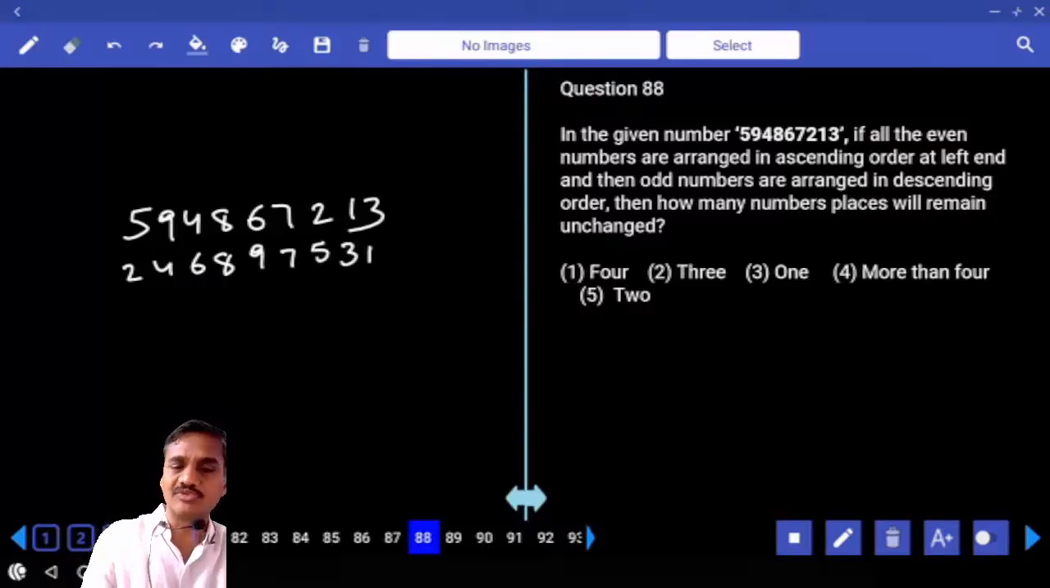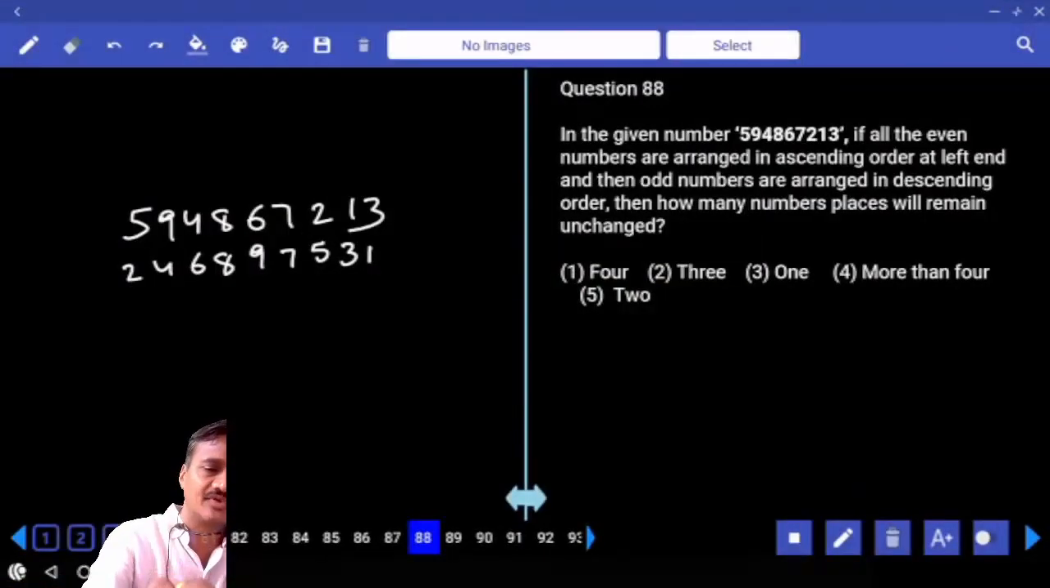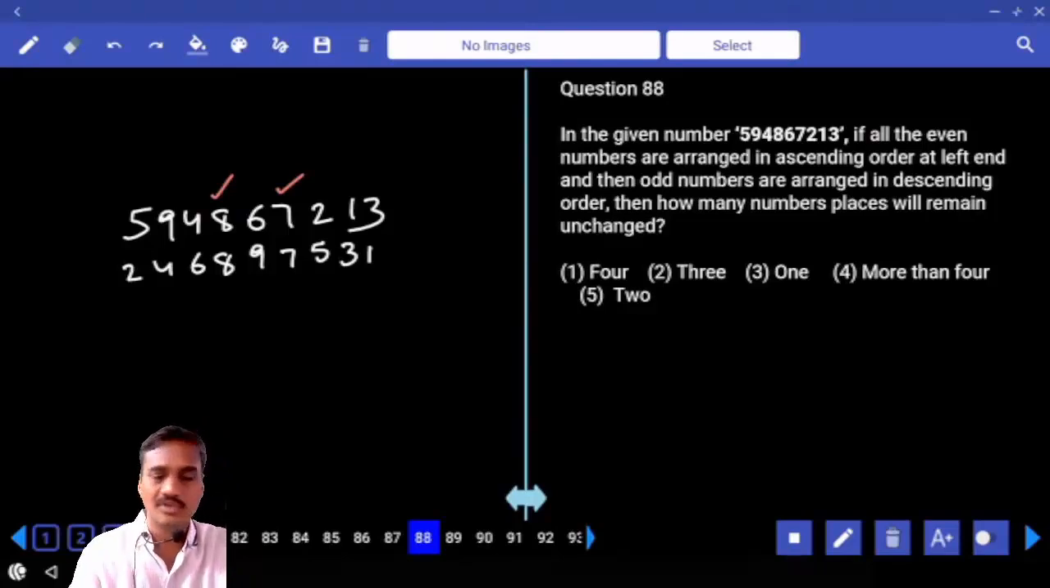Then how many numbers will remain at the same place? Tell me how many are there? 5, 9, 4, 8 remain at the same place, 7 remains at the same place. Hence there are 2 digits that remain at the same place, 8 and 7.